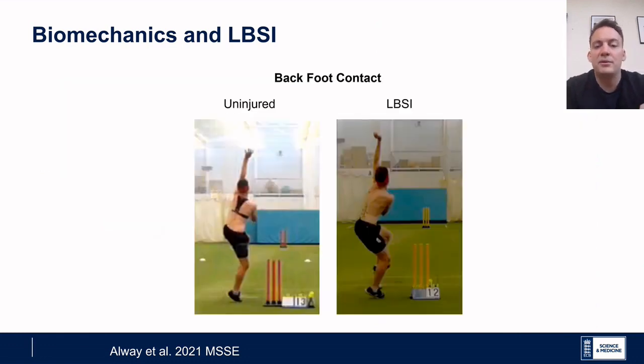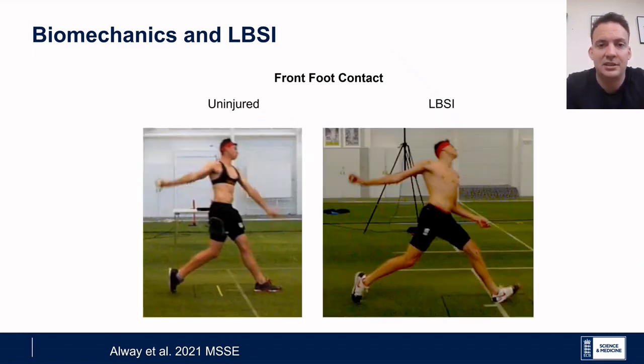So what we found is at back foot contact, there was a number of differences between groups, with our injured players having greater rear knee flexion, greater rear hip flexion, and also greater contralateral thoracic spine rotation, but also greater thoracic spine ipsilateral side flexion than our uninjured players. So starting to realise that back foot contact is quite important for injury.